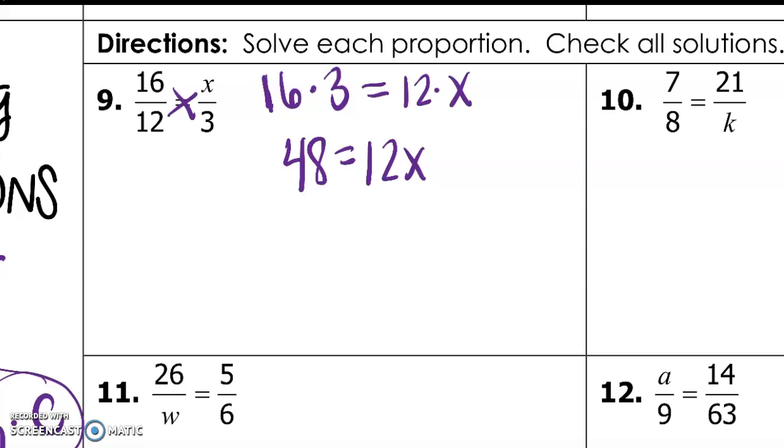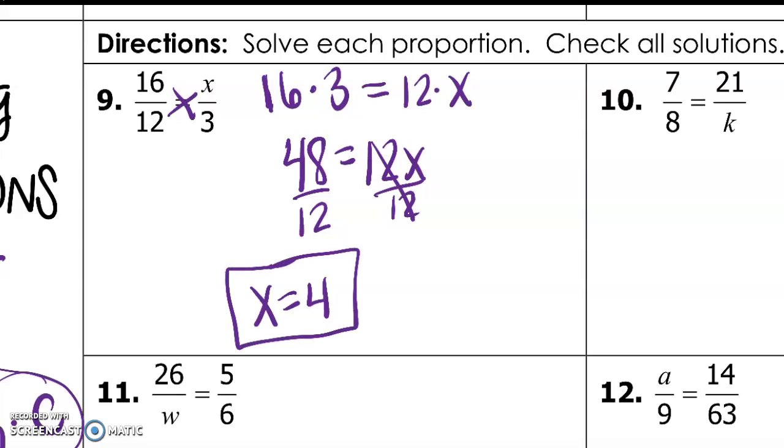So then you need to get the x by itself. It's being multiplied by 12, so we need to divide by 12 to get that to go away. Divide by 12, x equals 4. All right, now it says to check your solution. So to check, you're going to do 16 over 12 equals 4 over 3. You can do what we did above. 16 times 3 is 48, and 12 times 4 is 48, so we did that correctly. Or again, you could also divide the two to make sure their decimals are the same, and they would be.